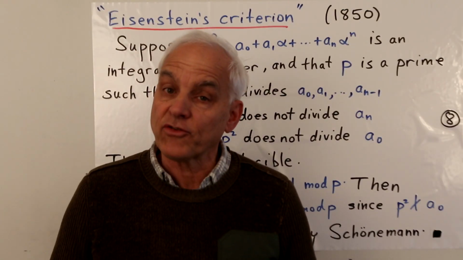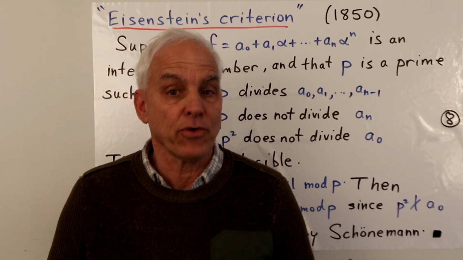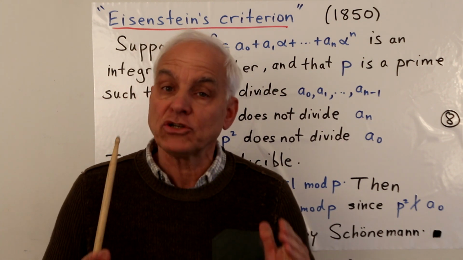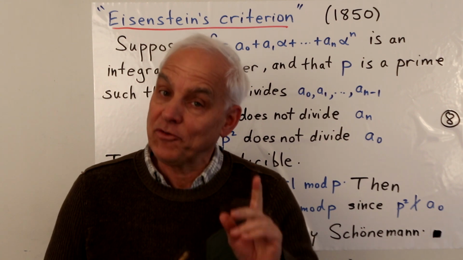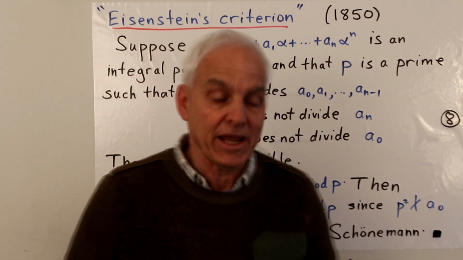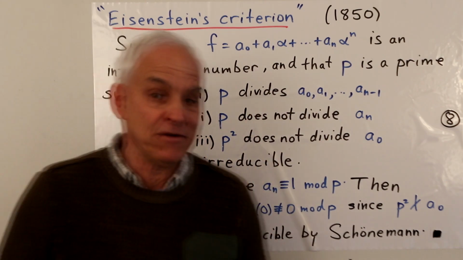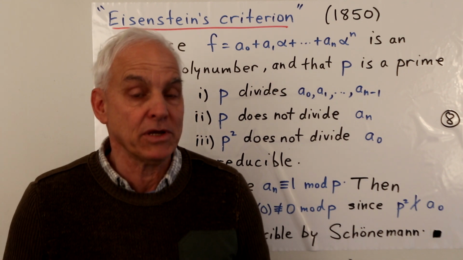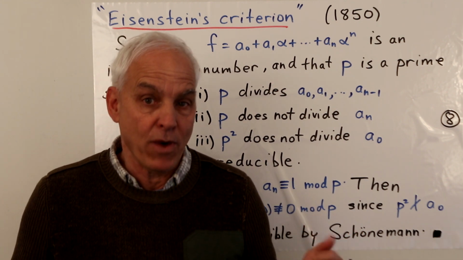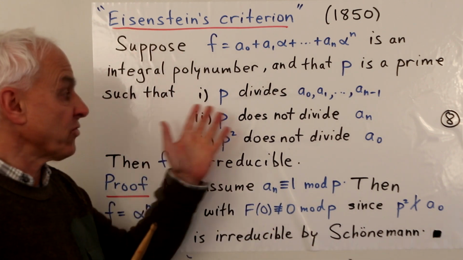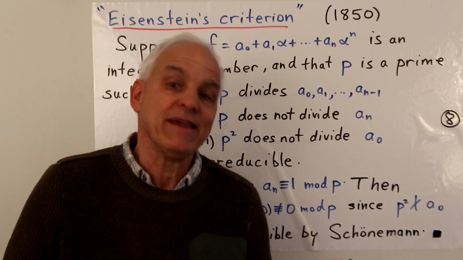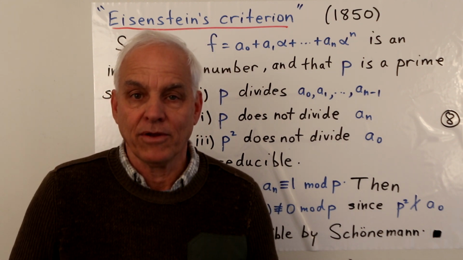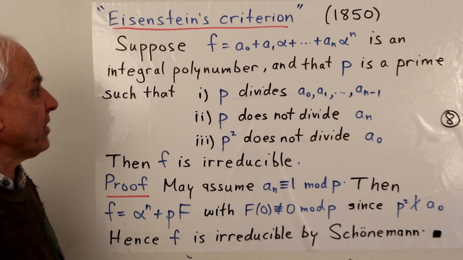These days, Schoenemann's criterion is often not studied in undergraduate courses. Rather, Eisenstein's criterion is presented. The two are actually quite close to each other, as was pointed out by Schoenemann shortly after Eisenstein published this in 1850, actually in the same journal in which Schoenemann had published his work a few years earlier. Schoenemann pointed out, quite rightly, that Eisenstein's criterion was actually just an easy consequence of his. And in fact, they're pretty well equivalent. So let's have a look at Eisenstein's criterion.